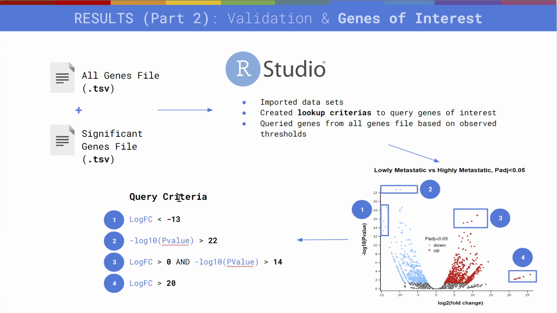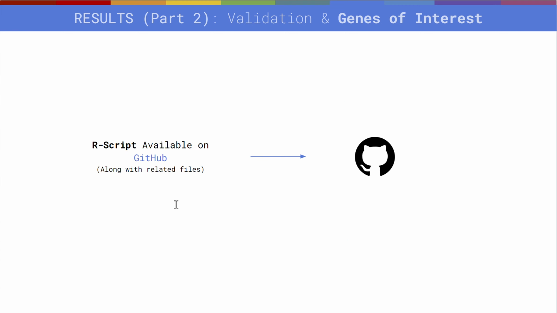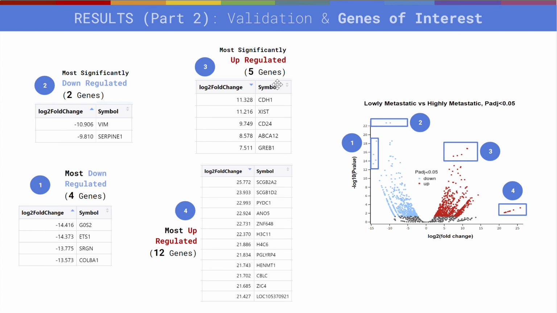Based on this criteria, for example, the one here is at around negative 13. So if I take log fold changes less than negative 13, I'll be able to filter that group, and same goes for the others. I was able to filter them. All this criteria was implemented in code, and the code will be shared on GitHub through a link afterwards. And the process ended up with this.